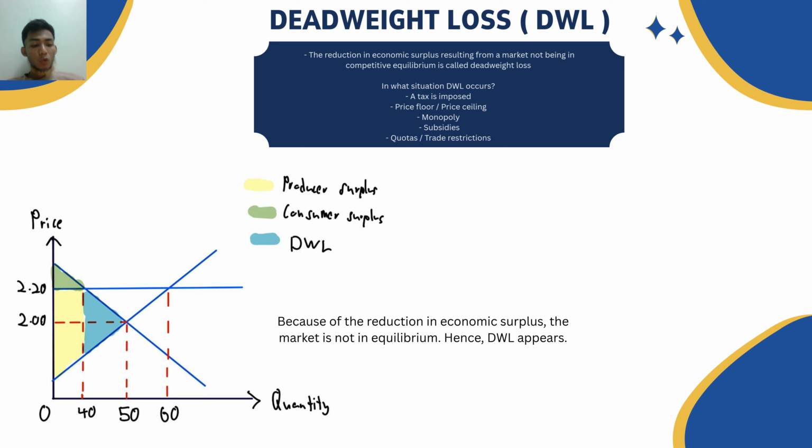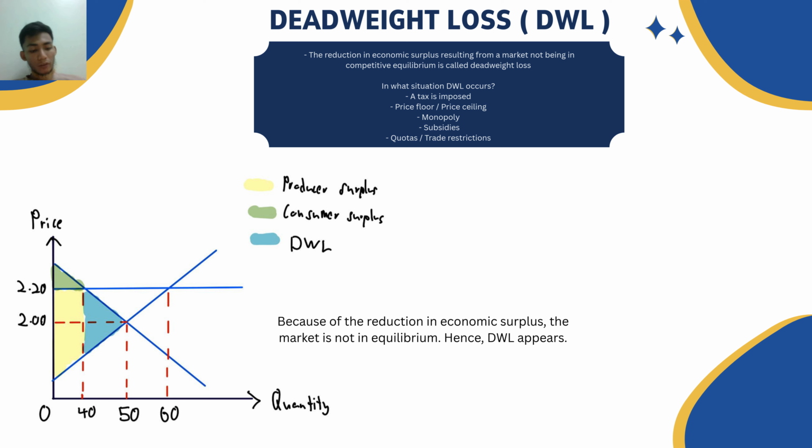In this diagram, the vertical axis represents price while the horizontal axis represents quantity. The downward sloping curve is the demand curve, which shows consumer willingness to pay, and the upward sloping curve is the supply curve, which represents producer cost of production. At the point where the demand and supply curves intersect, the market is in equilibrium with an equilibrium price of RM2 and an equilibrium quantity of 50 units.